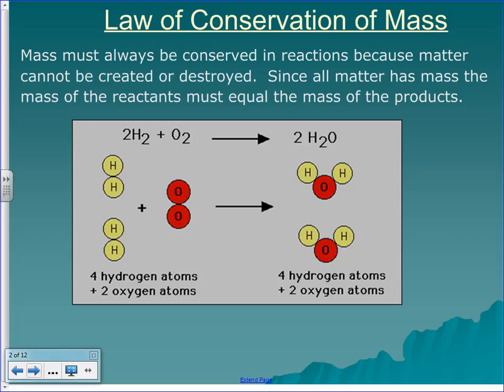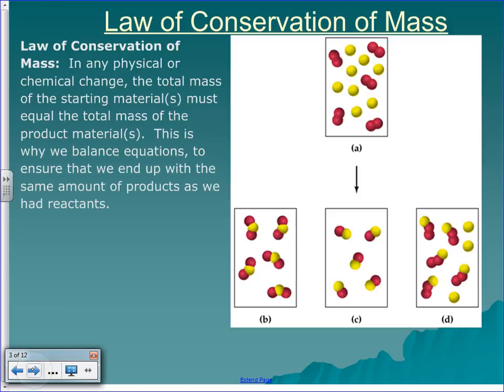All right, so in a reaction like this, we've got 2 hydrogen molecules containing 4 hydrogen atoms on the reactant side, 1 molecule of oxygen containing 2 oxygen atoms, and on this side we've got 2 molecules of water, each of which has 2 hydrogens for a total of 4, and 1 oxygen for a total of 2, so our reaction is balanced in that case. Questions on that? Okay. All right, which one of these pictures shows the law of conservation of mass being properly followed?